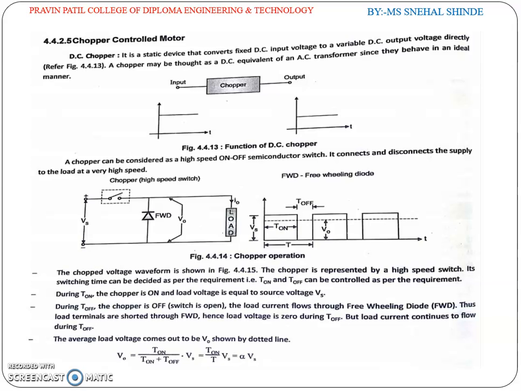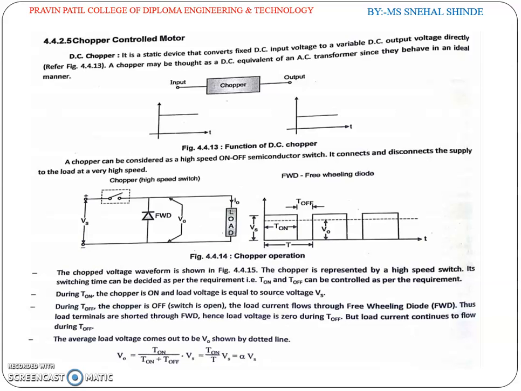Next is the chopper controlled motor. A DC chopper is a static device that converts fixed DC input voltage to a variable DC output voltage directly. A chopper may be thought of as a DC equivalent of an AC transformer, since they behave in an ideal manner. A chopper can be considered as a high-speed on-off semiconductor switch. It connects and disconnects the supply to a load at a very high speed.